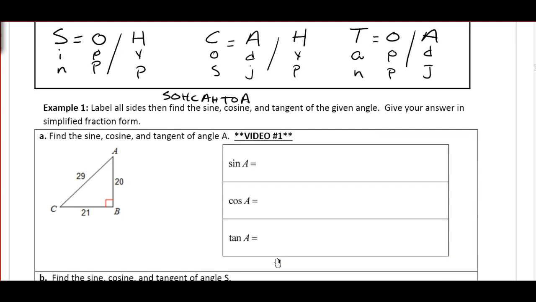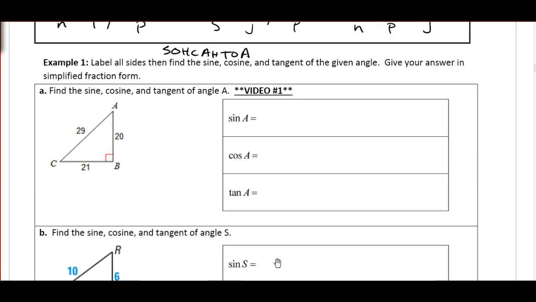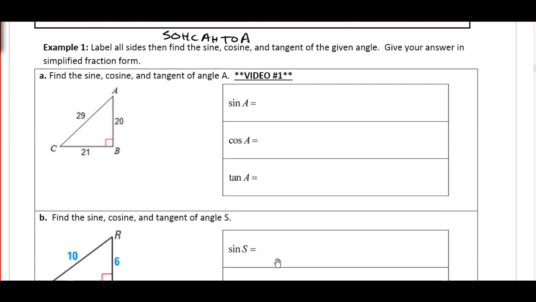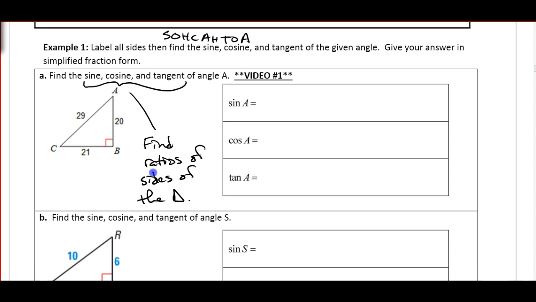So let's move on to the first example. We want to find the sine, cosine, and tangent of angle A. So remember, these three things we need to find are ratios of sides of the triangle. That's all these are.